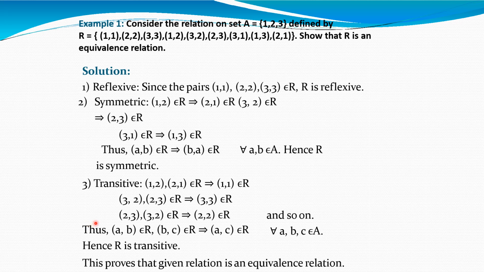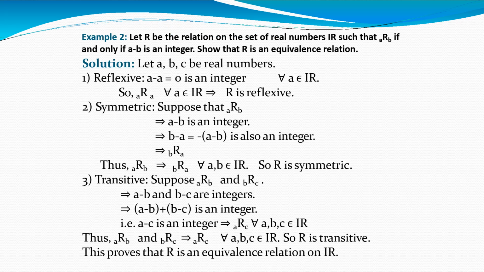Similarly for (2,3) and (3,2) in R, (2,2) is present in R. In the same way, for all (A,B) in R and (B,C) in R, (A,C) is also present in R for all A, B, C in A. Hence R is transitive. So here we have shown that the given relation R is reflexive, symmetric and transitive, and hence the given relation is an equivalence relation.